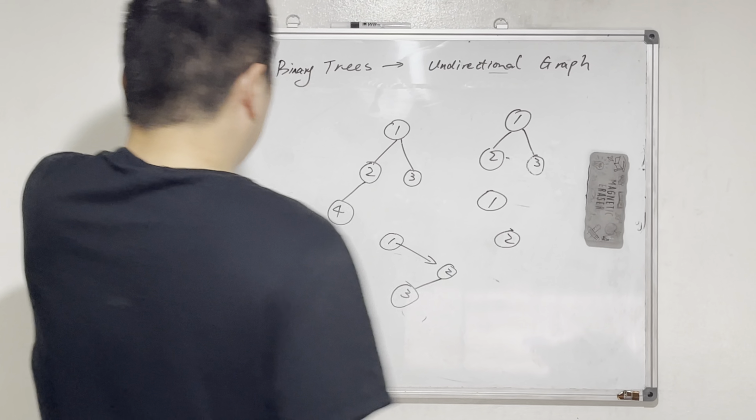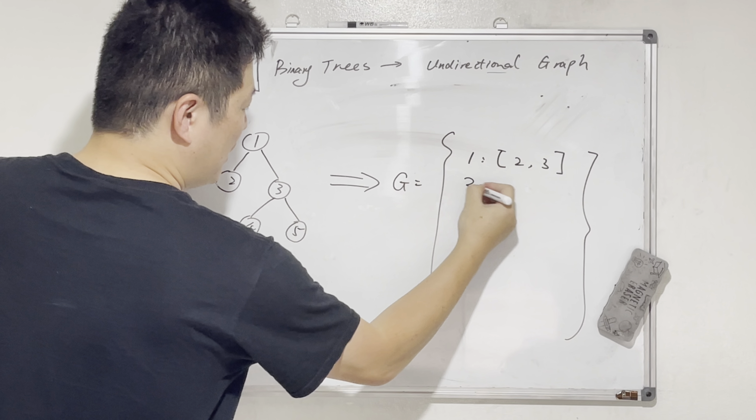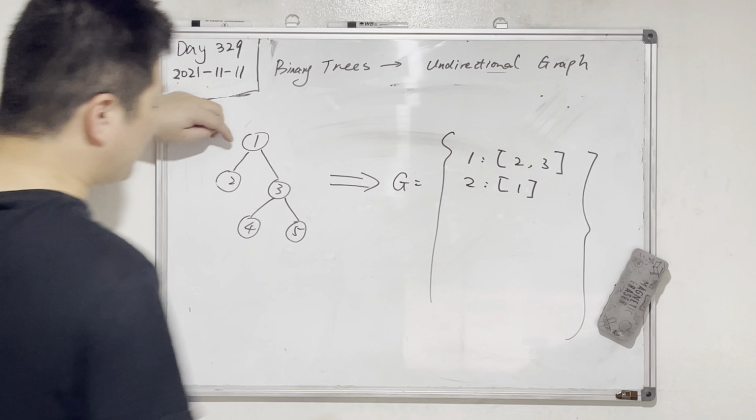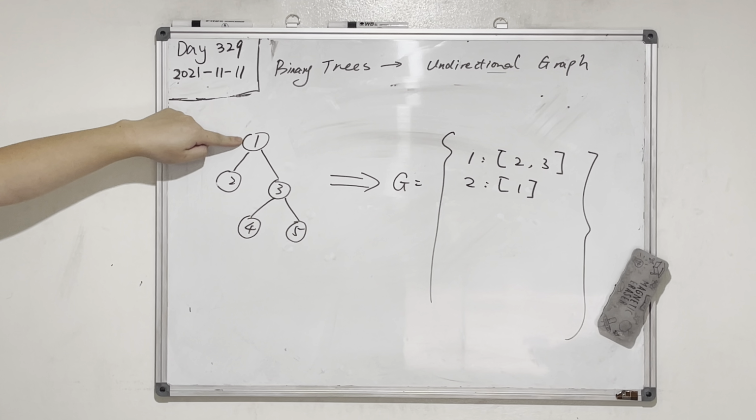1 points to 2 and 3, okay? But again, 2 points to 1, right? Because look, in the tree only 1 points to 2, but the graph is an undirected graph, okay? So 2 needs to point to 1 again, right? So if you consider this as a graph, it's not a tree. Look, 2 is connected to 1, is that right?